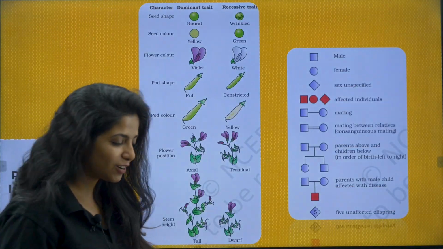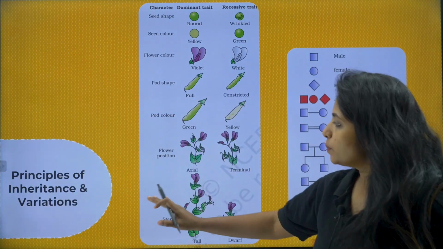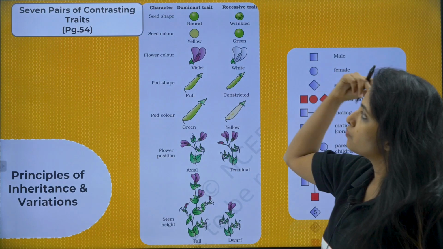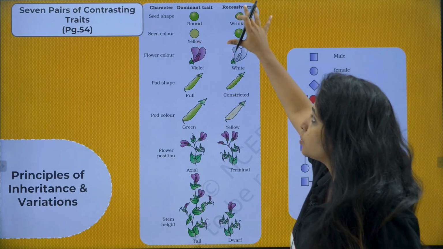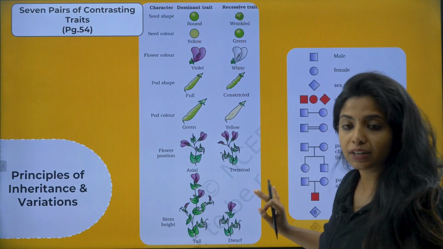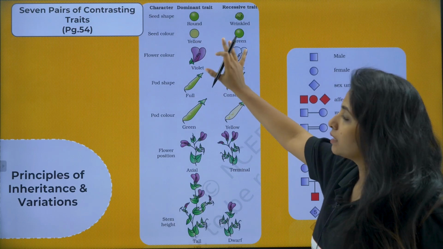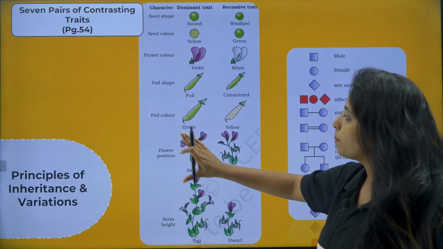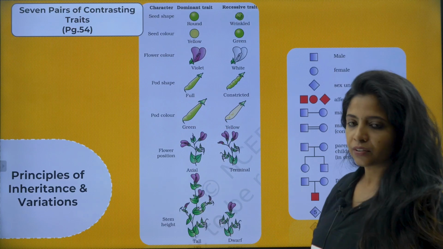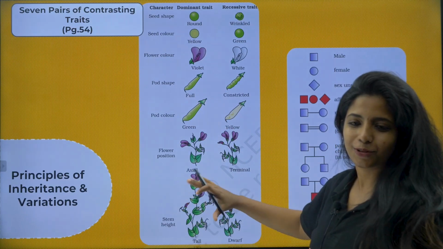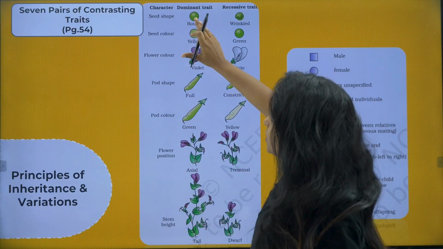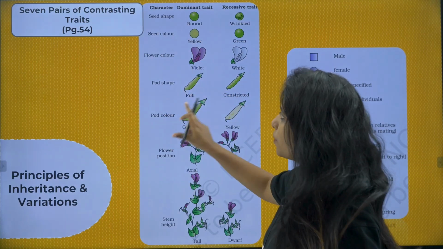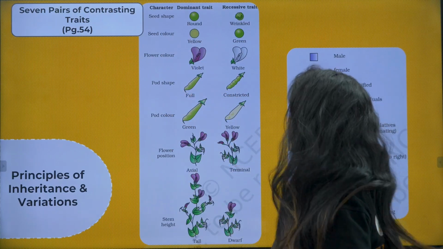Now let's start without wasting any bit of your time. So principles of inheritance and variation, my dear children. Over here, if you go to page number 54, there are 7 pairs of contrasting traits. You should know all the pairs really well. The name, everything: seed shape, seed color, flower color, pod shape, pod color, flower position, and stem. The stem is the only thing that is kind of different. Rest everything has pairs. So seed shape, seed color, flower position, pod shape, pod color, and then you have stem height.